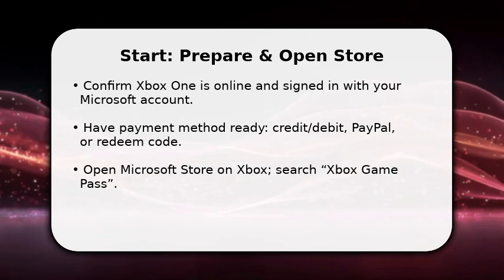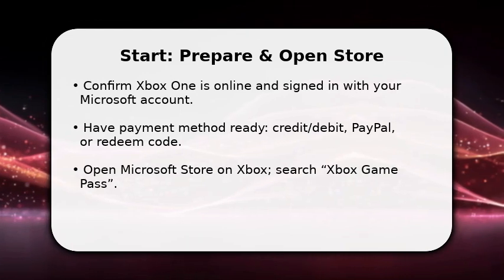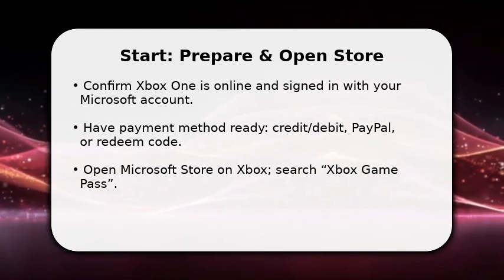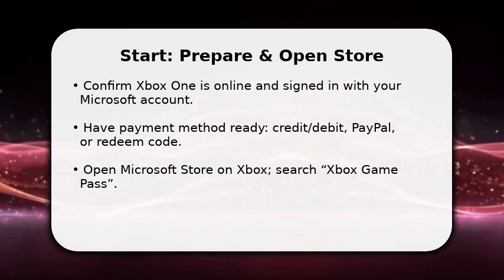Once you find the Xbox Game Pass page, examine the plan options: Game Pass Console, Game Pass Ultimate, or PC, and choose the one that fits your needs. Select Subscribe to begin the checkout flow now.